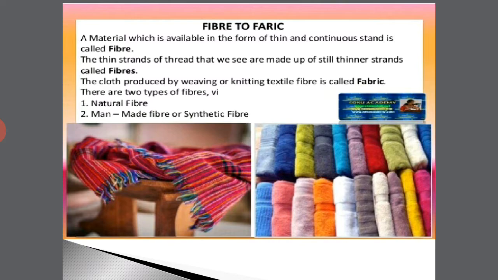So fiber: a material which is available in the form of thin and continuous strand is called fiber. The thin strands of thread that we see are made up of still thinner strands called fibers. The cloth produced by weaving or knitting textile fiber is called a fabric.